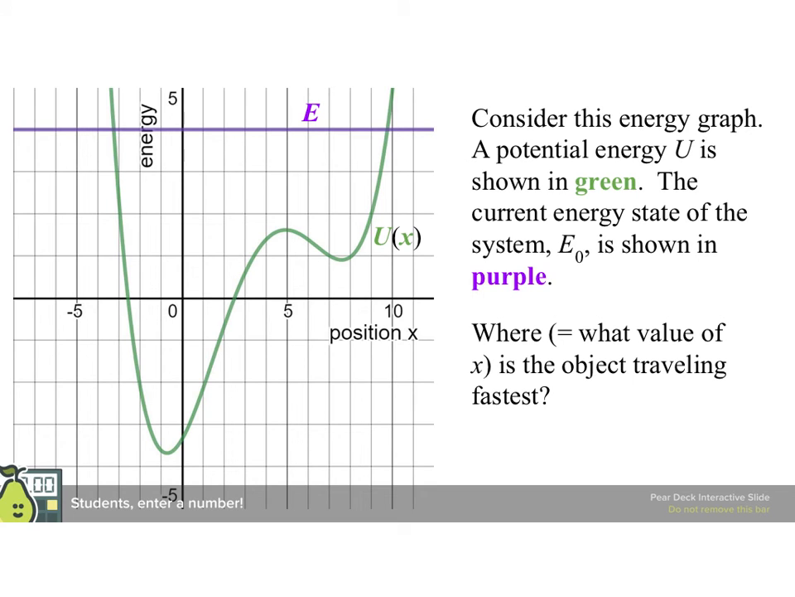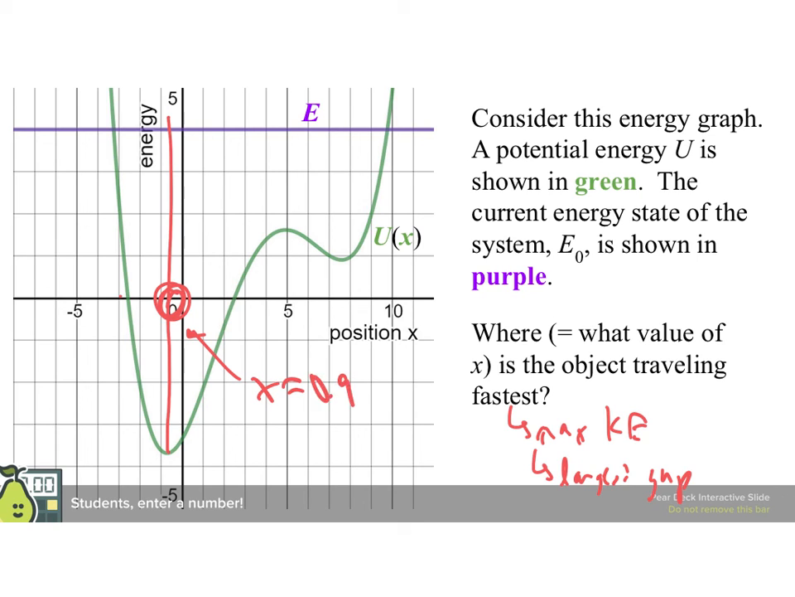All right, consider this energy graph. The potential energy U is shown in green. The current energy state of the system, E sub 0, is shown in purple. At what value of x is the object traveling fastest? Take a moment to think about it. We want the maximum kinetic energy, which means largest gap, which we can see is this. And so the value of x looks like maybe 1, 2, 3, 4, 5, so maybe 0.9. Maybe not quite 1, but close to 1.